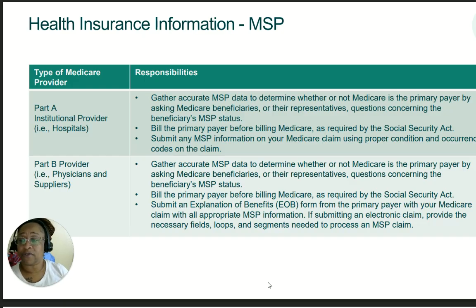Medicare Part B providers are physicians and suppliers, in other words, outpatient services. Gather accurate MSP data to determine whether or not Medicare is the primary payer by asking Medicare beneficiaries or their representatives questions concerning the beneficiary's MSP status. Bill the primary payer before billing Medicare as required by the Social Security Act. Submit an explanation of benefits, which is an EOB, form from the primary payer with your Medicare claim with all appropriate MSP information. If submitting an electronic claim, provide the necessary fields, loops, and segments needed to process an MSP claim.